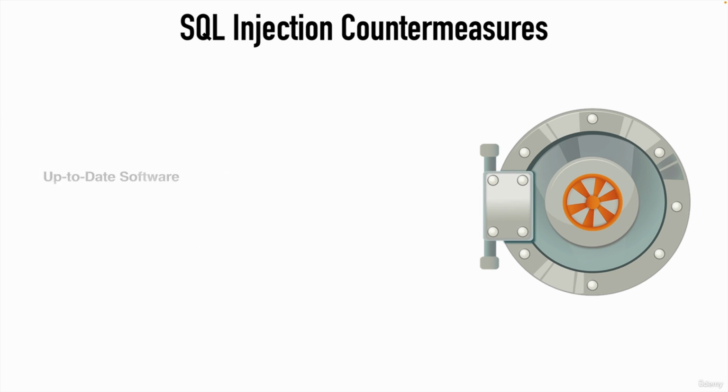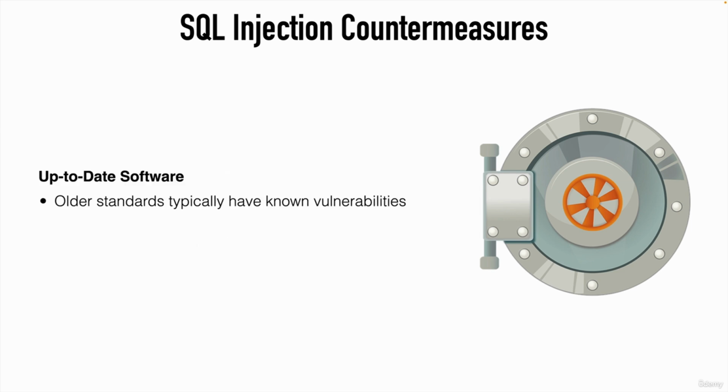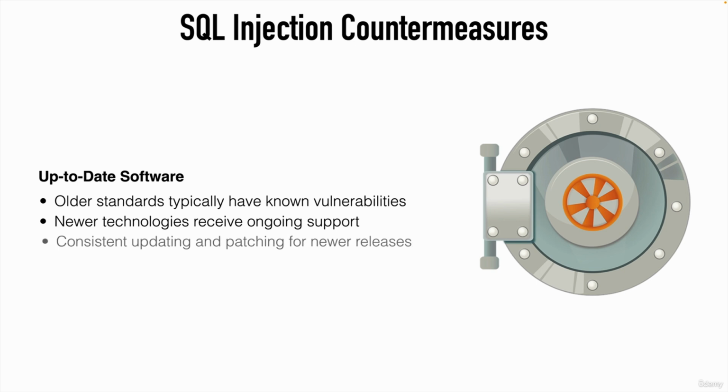Using the most up-to-date software and technology is also critical. Older standards and environments are going to have many known vulnerabilities that are well documented. So if we're running something other than the latest version, we're potentially opening ourselves up to threats. Newer development technologies will inherently have stronger SQL injection protections already built in, and those are also going to receive more consistent updates and patches as well.